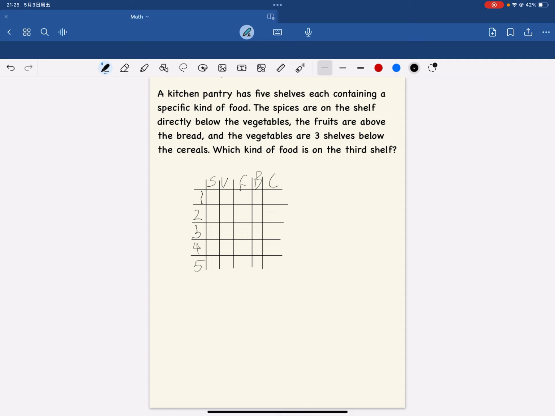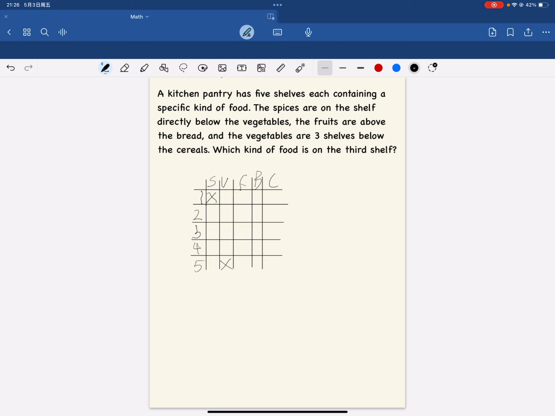So now it says the spices are on the shelf directly below the vegetables. So that means the spices can't be on the first layer because then there's no place to put the vegetables. So we cross out the first layer for spices. And the vegetables can't be on the 5th layer because then there's going to be no place for the spices. So we cross out that layer too for the vegetables.